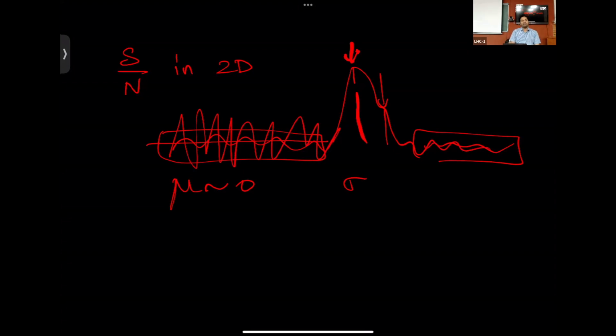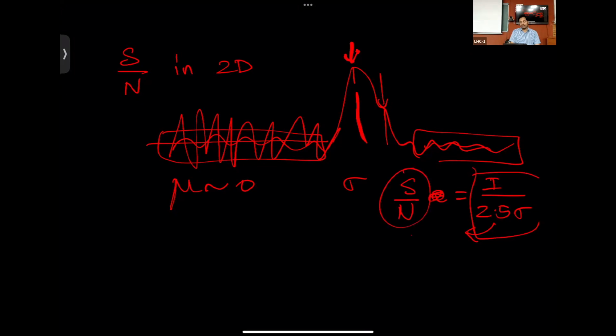There are different definitions of how people define noise. One of the definitions I tend to follow is that the signal to noise will be defined as the intensity divided by 2.5 times the standard deviation. The 2.5 comes for a statistical reason. Some people just like to do I over sigma without taking the 2.5. So I tend to take I over 2.5 sigma, and if that is greater than 3, I would call it a signal. So this is from the 1D spectrum.